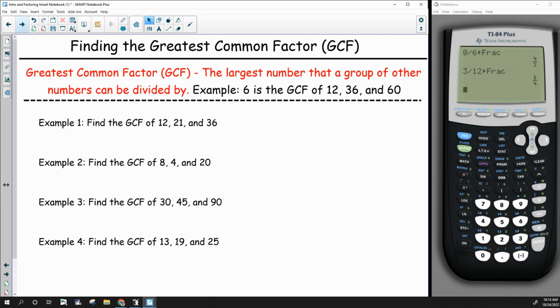Everyone right now, make sure you have eyes on this cheat sheet. This is your secret to success with greatest common factor. This right here makes this so easy. I'm going to teach you how to use it. We are finding the greatest common factor between 12, 21, and 36. Remember, greatest common factor means what is the largest number that I can divide all 3 numbers by.